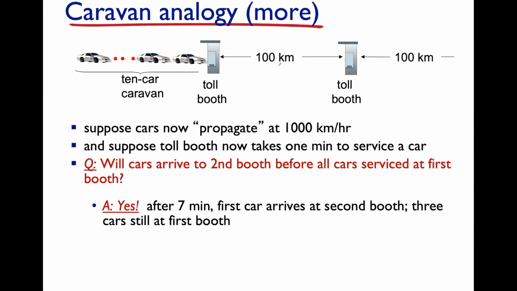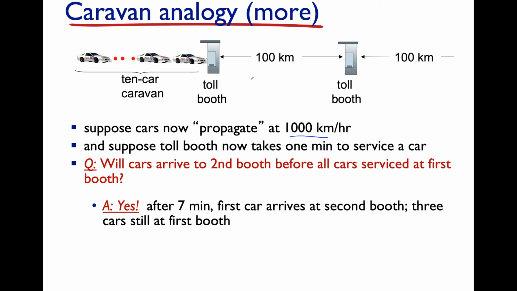Okay, so here's another example. Now it uses the same numbers, but it's going to change the speed at which it propagates. You still have 100 kilometers between the first and the second toll booth. You still have 10 cars, but now it's going to propagate 10 times that, 1,000 kilometers per hour.